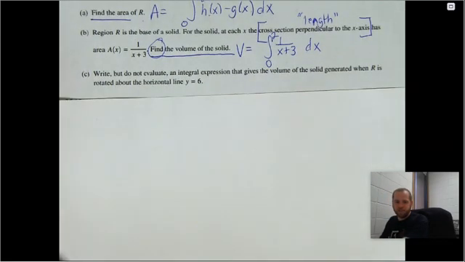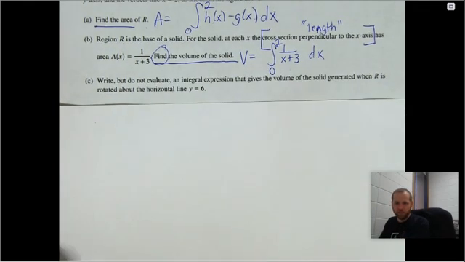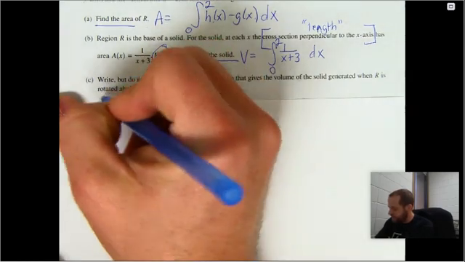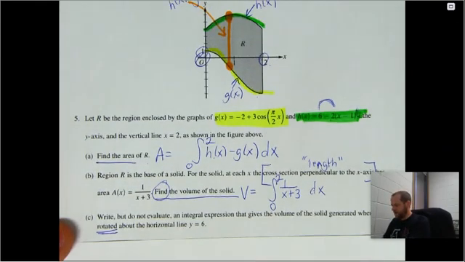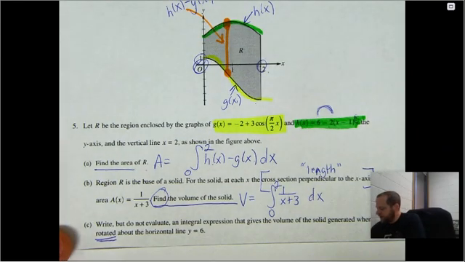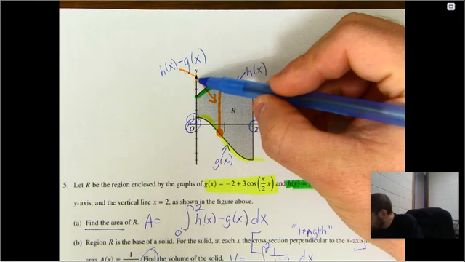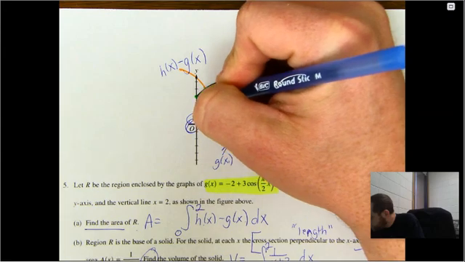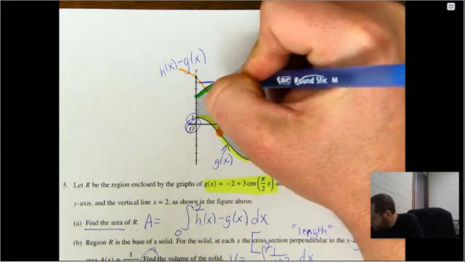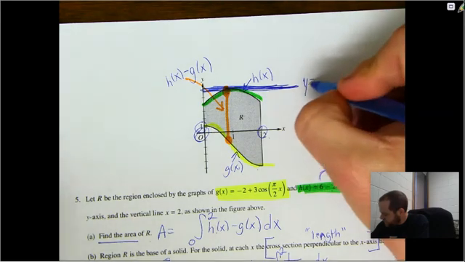Let's look at part C. Write but do not evaluate an integral that gives the volume of the solid when R is rotated about y equals 6. All right, now let's think about this. Where is y equals 6? Let's see. I got 1, 2, 3, 4, 5, 6. Yeah, somewhere up here. Let me draw that better. Okay, so that's going to be my y equals 6.